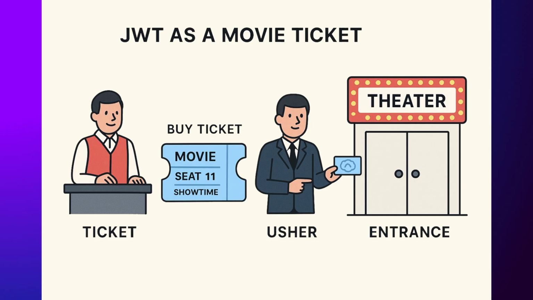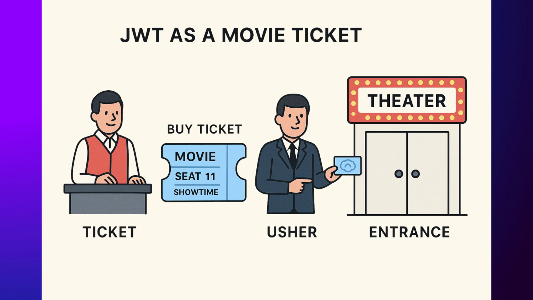All right, so let's imagine that you go to a movie theater, and at the entrance, you buy a ticket. This ticket has printed information such as the movie name, seat number, and the showtime. It also has a unique stamp or hologram from the theater itself, such as a JWT's signature. This stamp proves that the ticket is authentic and was not forged.